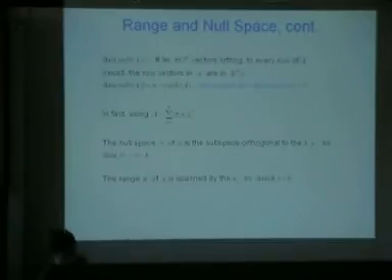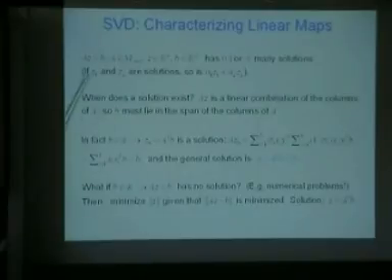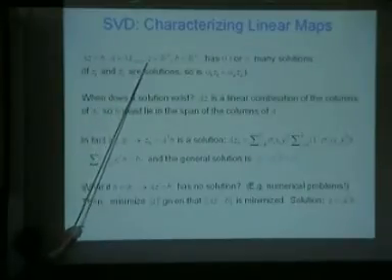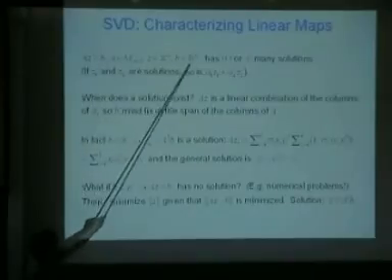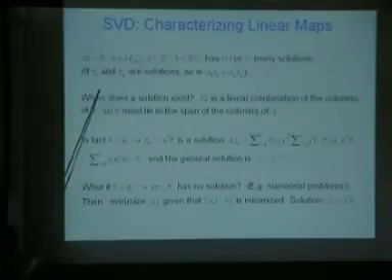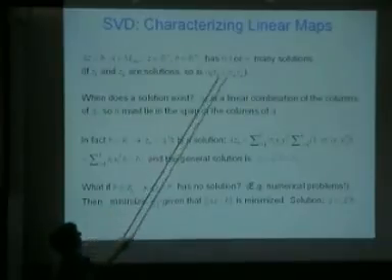Okay, so now that we've got range and null space down, we can characterize the maps using SVD. People often do stuff like this, so let's go through this carefully. I have some sort of a linear system I want to solve. A is in R n by n, x is in R n, and b is in R n. It has 0, 1, or infinitely many solutions. Of course, if it has two solutions, any linear combination is also a solution, so this is why it's one or infinity.